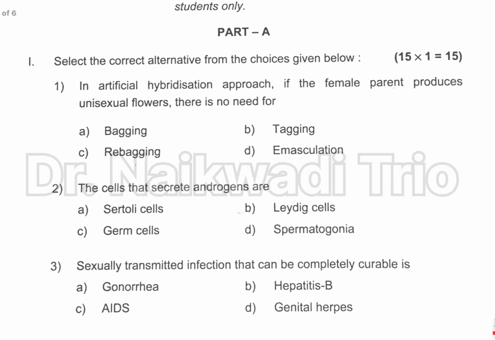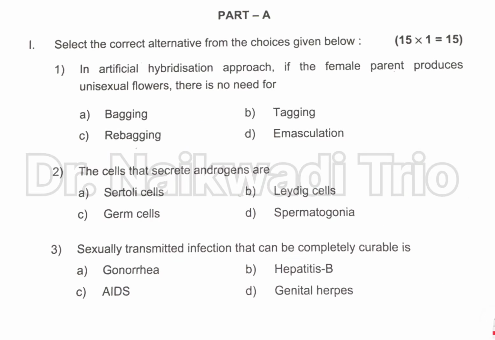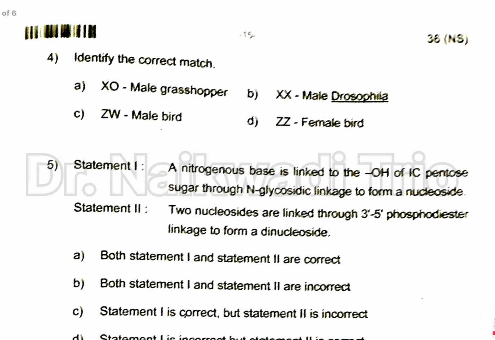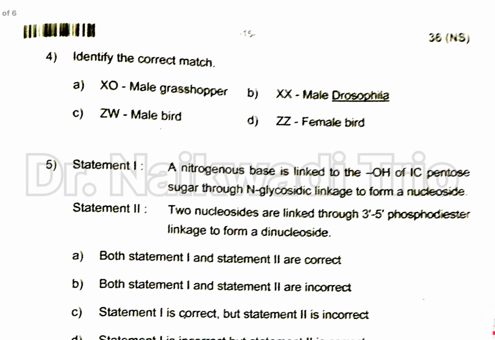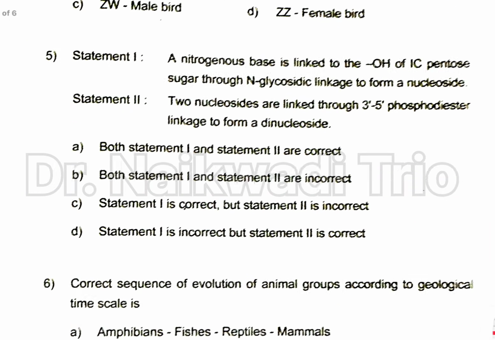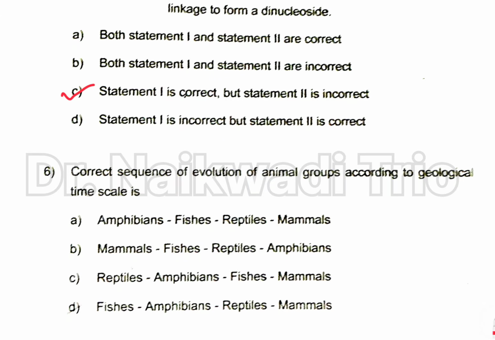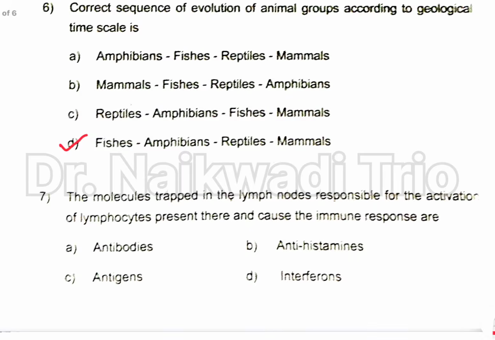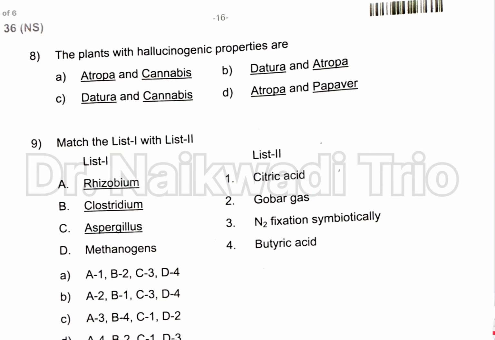Starting with Part A, the answer for the first question is D. Answer for the second question is B. Third question is A. Fourth question is A. Fifth question is C. Sixth question is D. Seventh question is C. Next, eighth question is B.